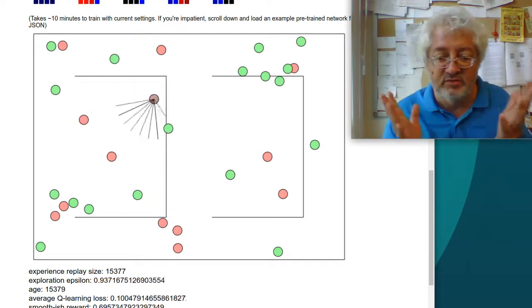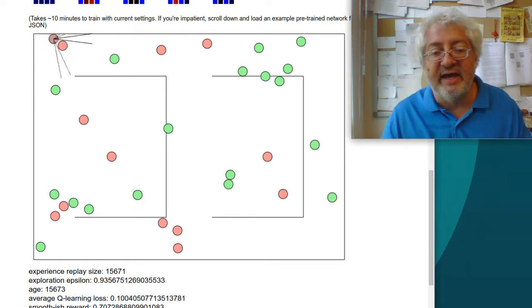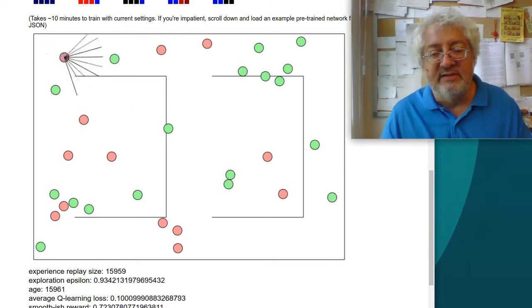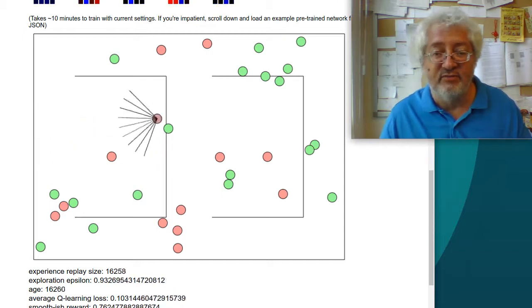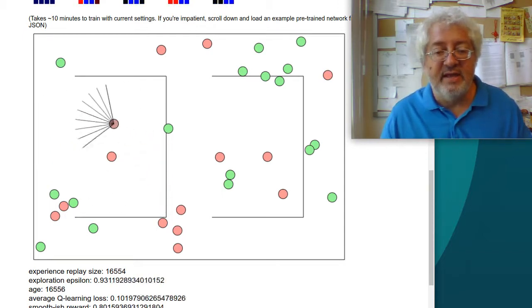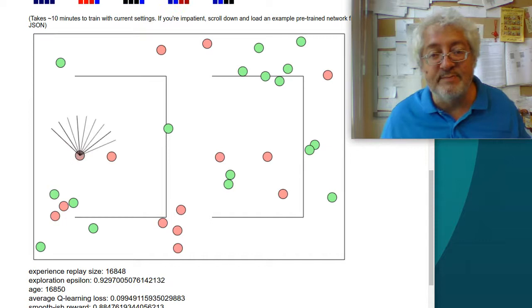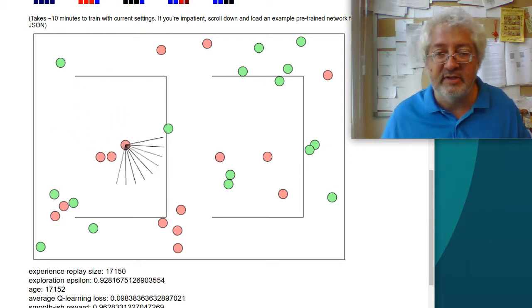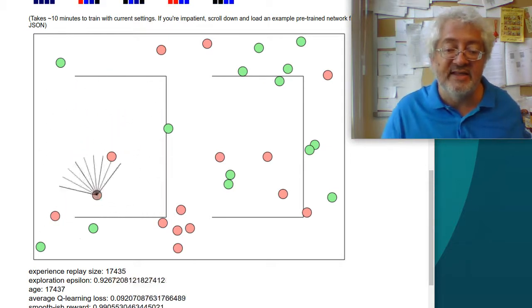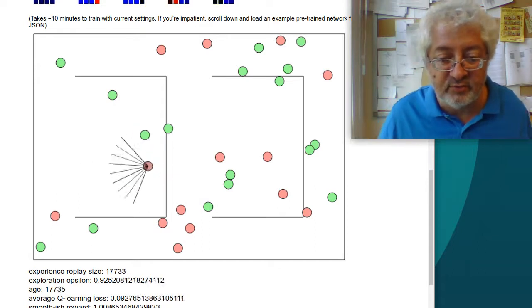It gets told, this is good. And every time it eats a green one, it gets a negative reinforcement signal. And its goal is to maximize the positive reinforcement and minimize the negative reinforcement. This is what it's supposed to be doing.